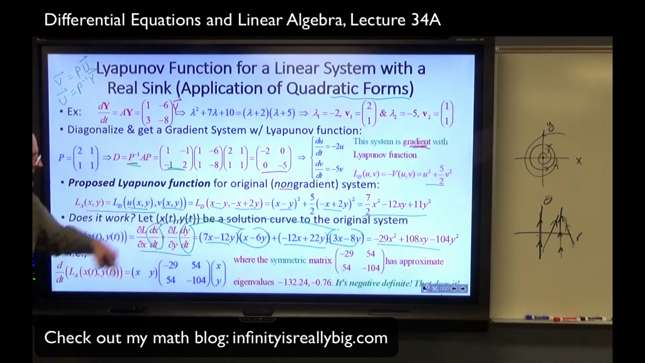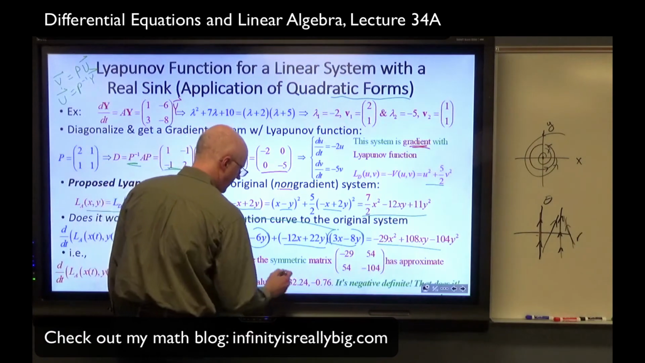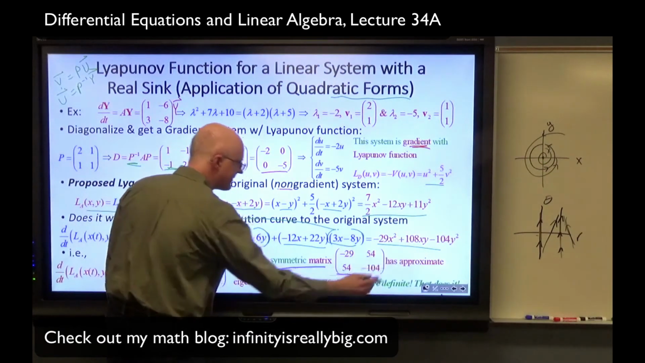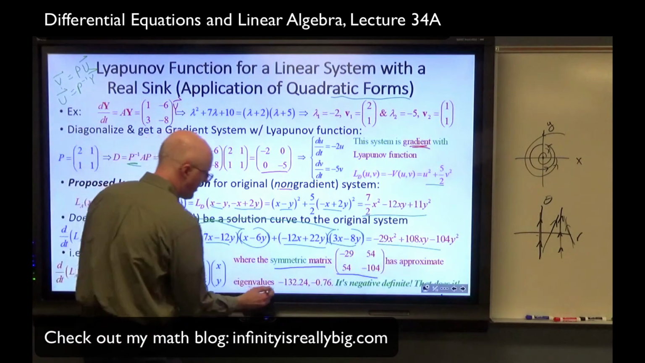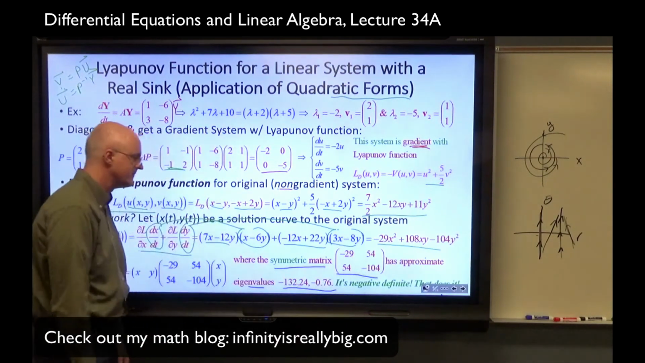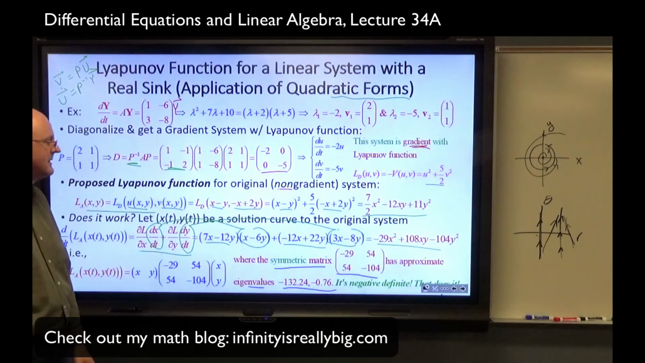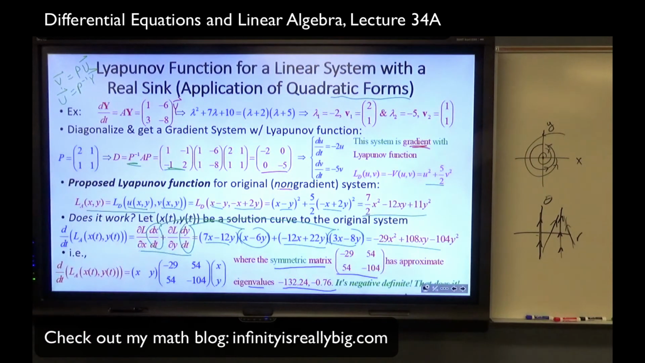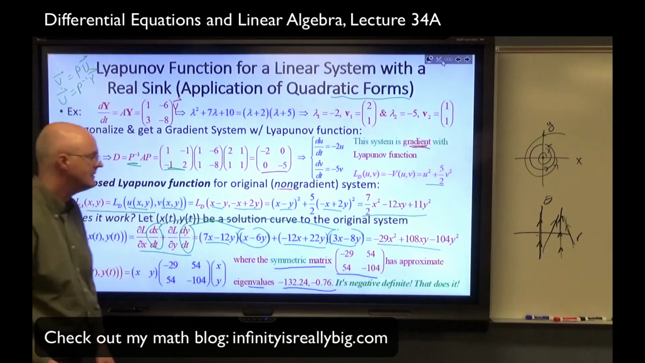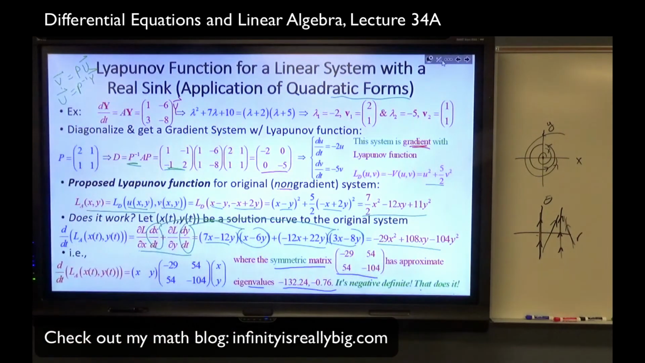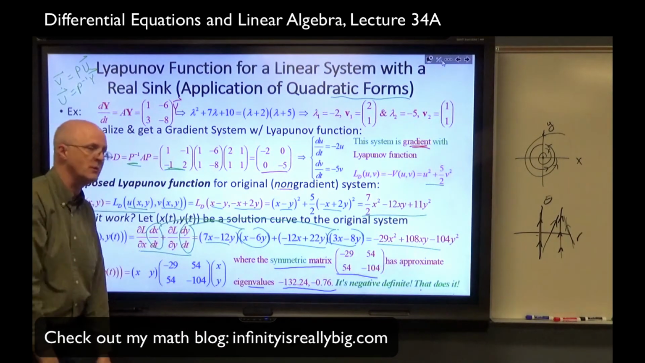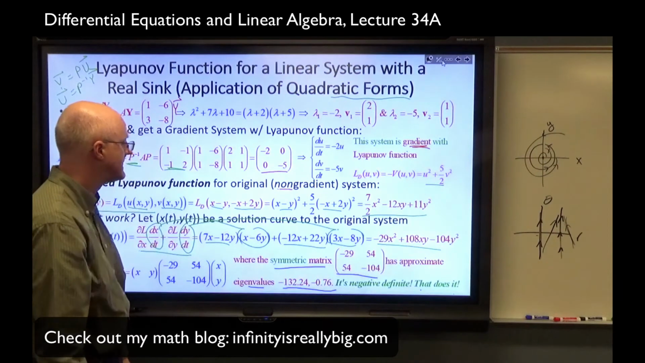The symmetric matrix that defines the quadratic form, I used Mathematica. I found the eigenvalues to be approximately these two numbers. They're both negative. By a theorem, that means that quadratic form is negative definite. That does it. We're done. That verifies the derivative of L_A along the solution curve is always negative when you're not at the origin, when you're not at the equilibrium point at the origin.